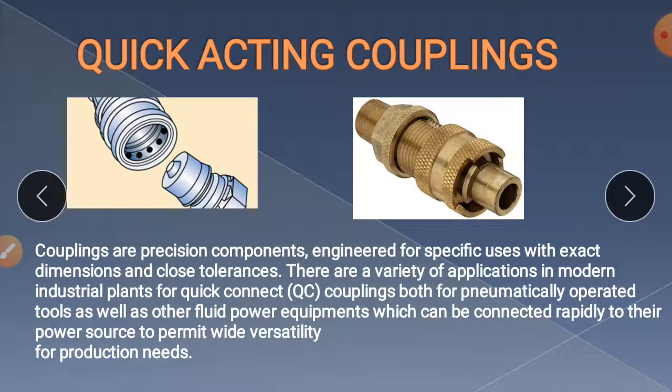Next, quick acting couplings. It is very important. We have to connect one pipe to another pipe, so sometimes we require couplings. Quick acting couplings are a much faster way to connect two pipes. Couplings are precision components engineered for specific uses with exact dimensions and close tolerances. There are a variety of applications in modern industrial parts for quick connecting couplings, both for pneumatically operated tools as well as other fluid power equipment, which can be connected rapidly to their power source to permit wide versatility for production needs. So many applications are there for this type of quick acting coupling, so you can connect easily. By that, the operation can be done faster.